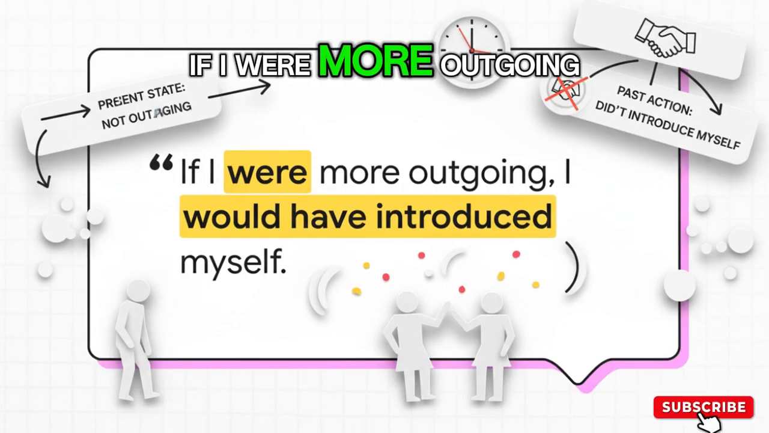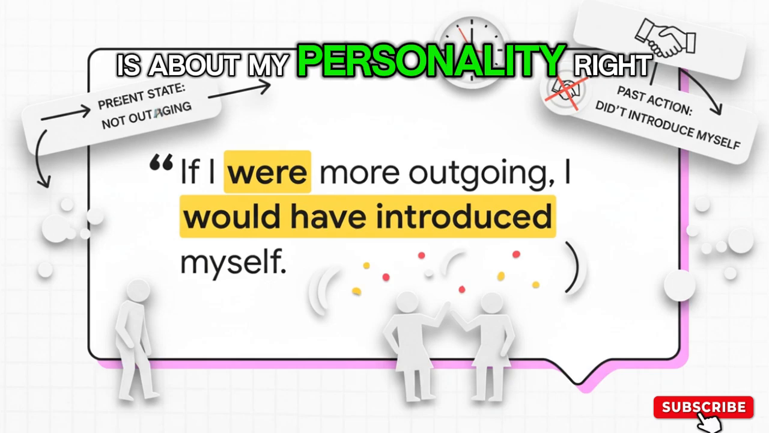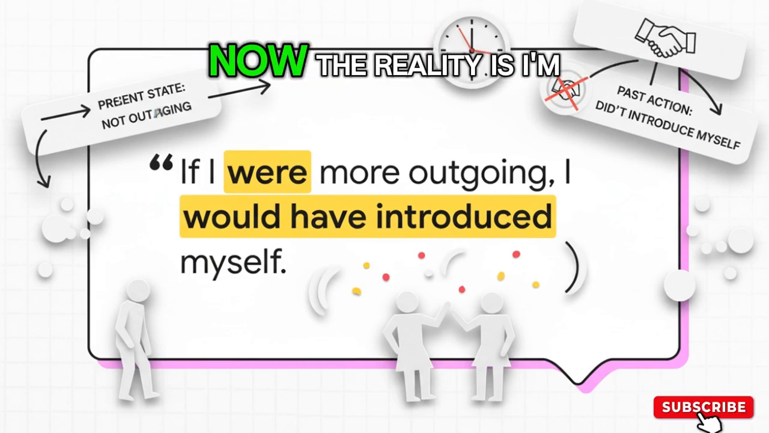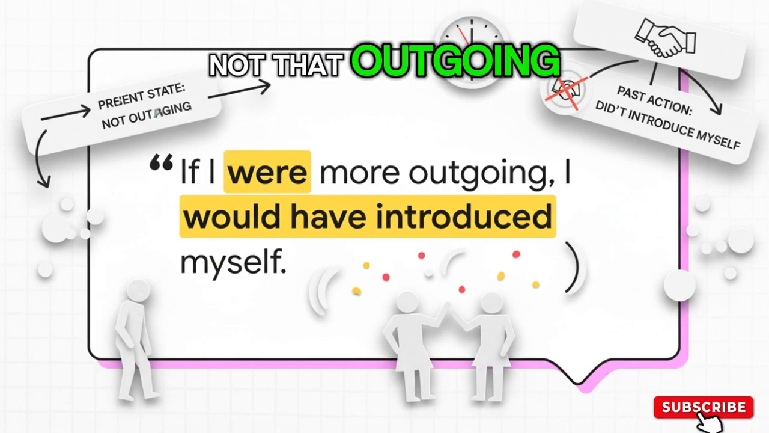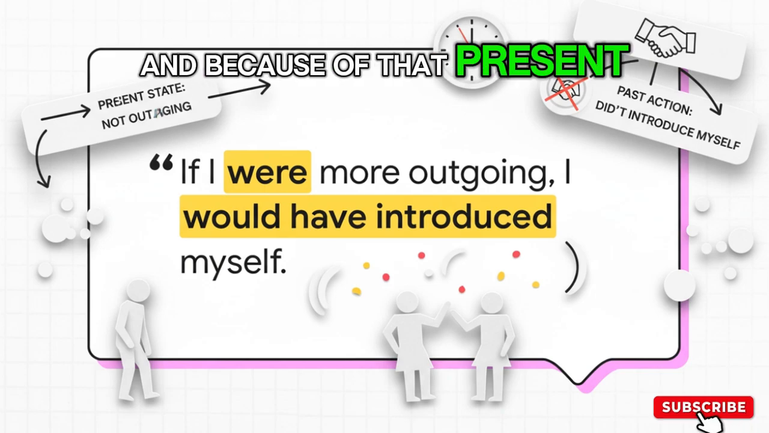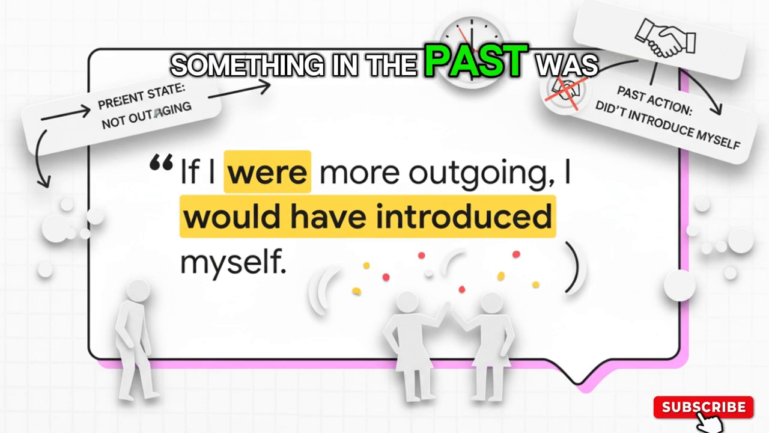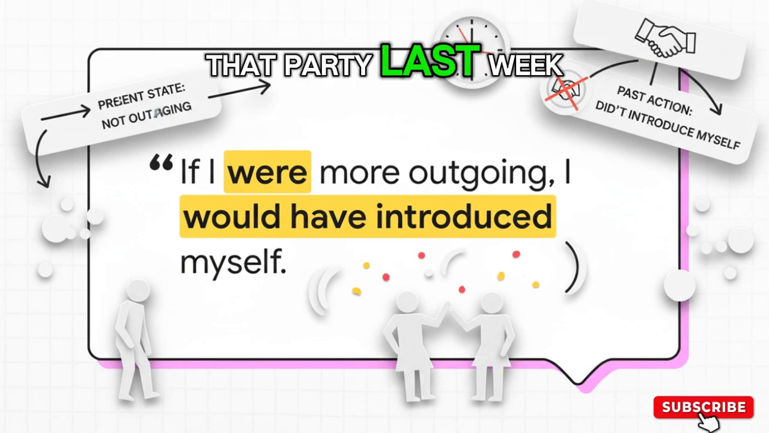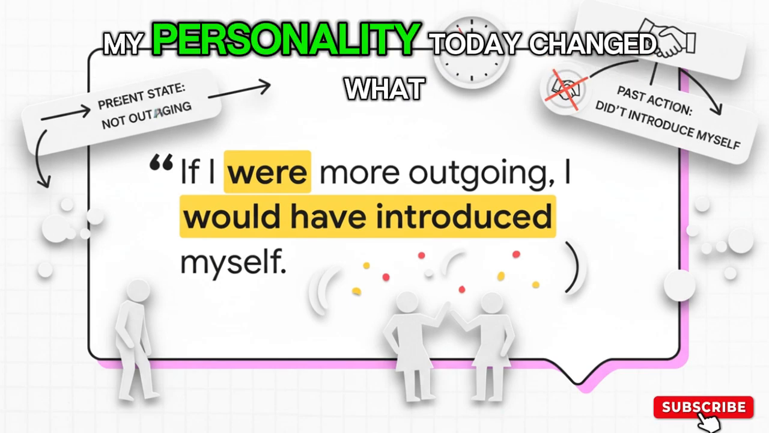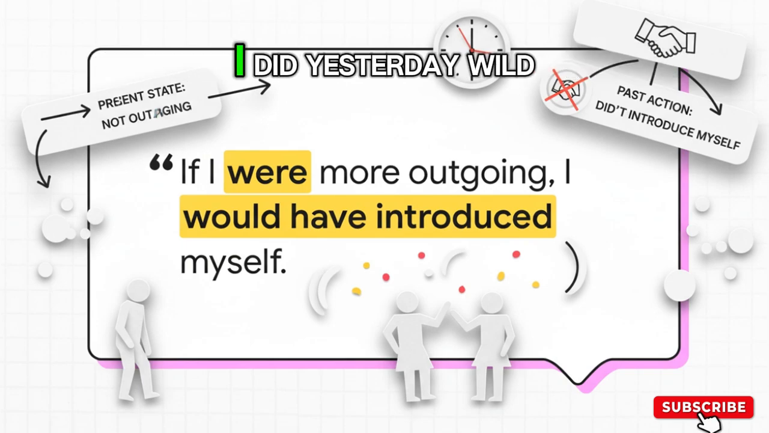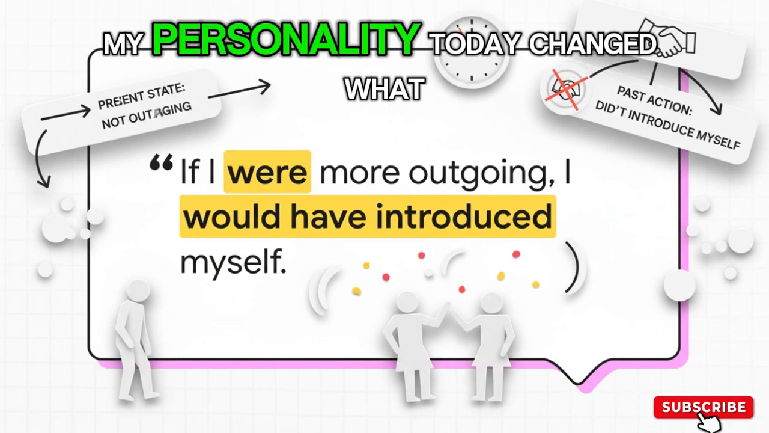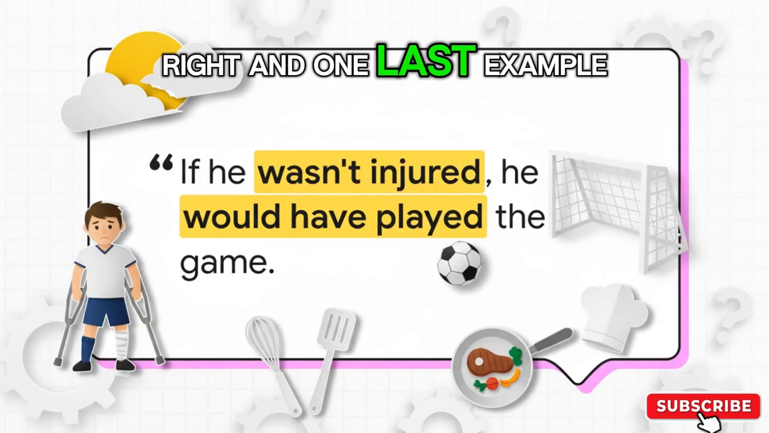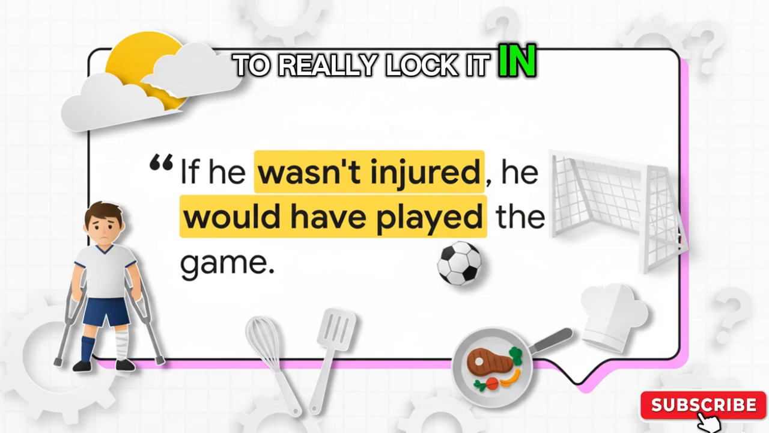If I were more outgoing is about my personality right now. The reality is, I'm not that outgoing. And because of that present fact, something in the past was affected. I didn't introduce myself at that party last week. My personality today changed what I did yesterday. Wild, right? And one last example to really lock it in.